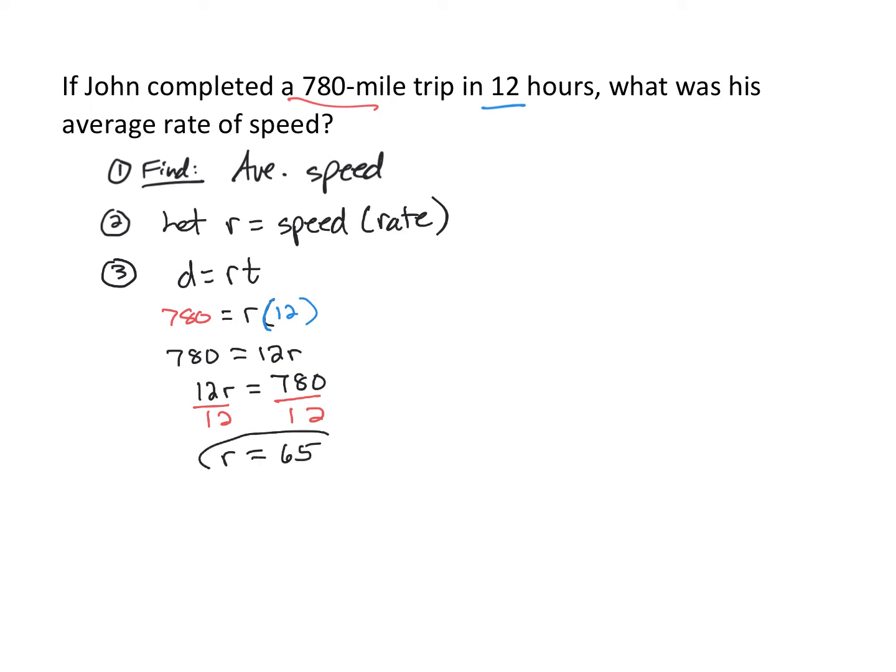Okay, we're going to circle that, write our little number 4, and what was R? Well, R was the speed or the rate at which this guy was traveling. So in my concluding sentence, I'm going to put 3 dots that stand for the word therefore. Therefore, John's speed was 65 miles per hour.